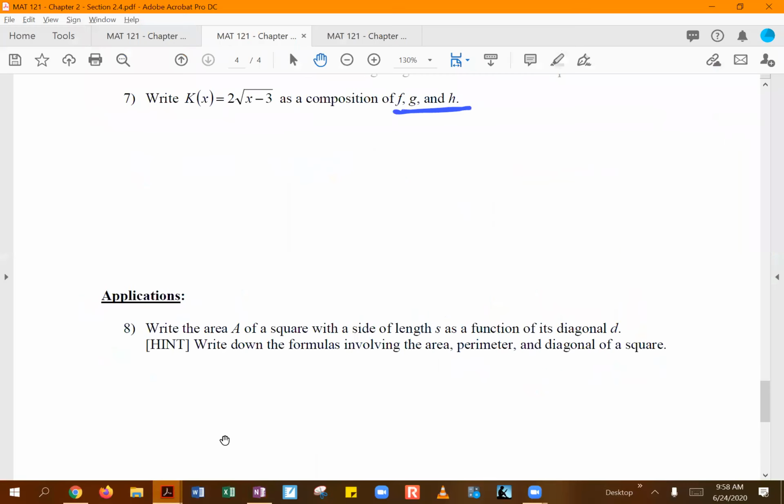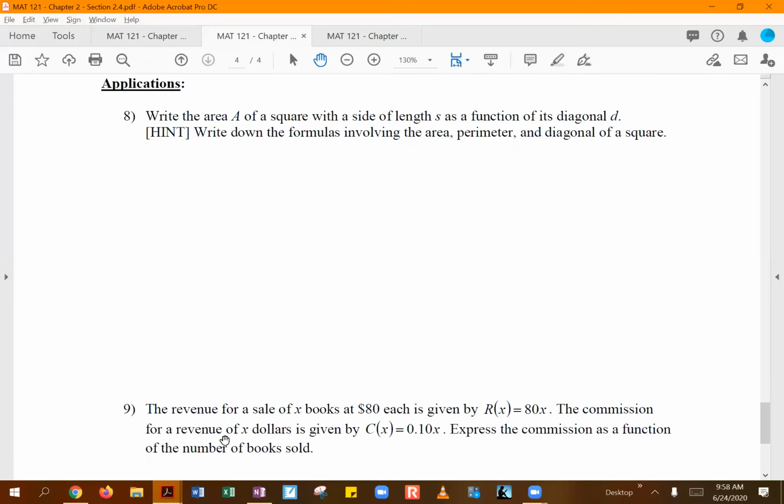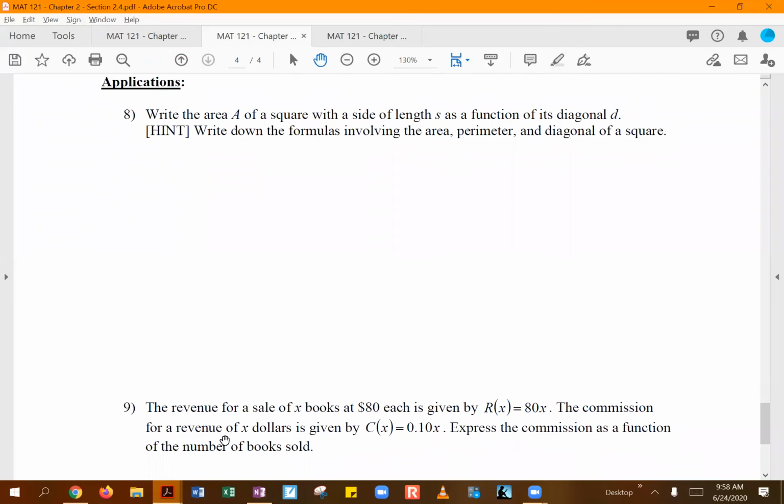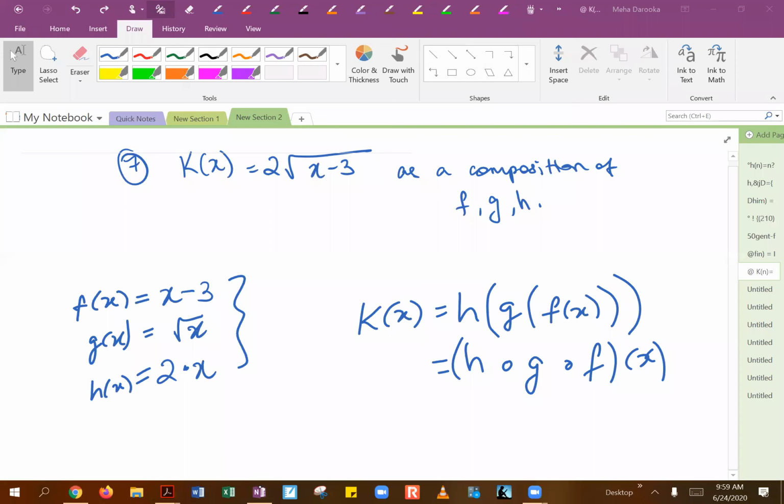Okay, all right, guys. So the next thing we want to look at are these applications over here. So this one is talking about how to write the area of a square with the length of side S as a function of its diagonal. So they are saying, as a hint, write down your formulas for the area, perimeter, and diagonal of a square and see if that can help us out. Okay, so let's take a look at this guy over here.